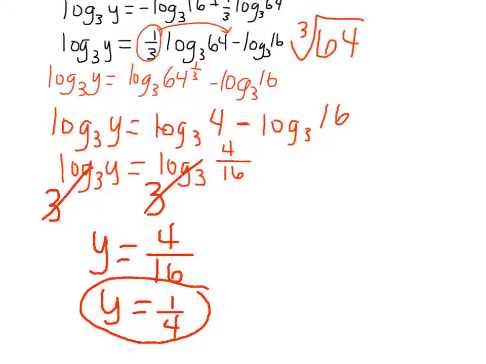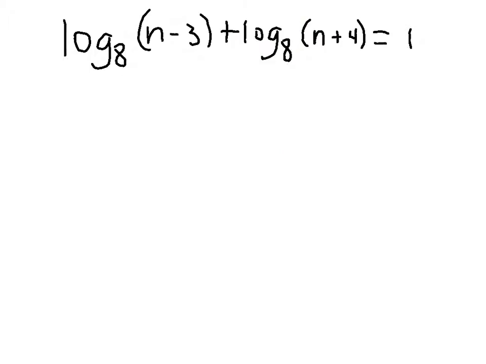The only other thing I want to double check is to make sure that that's really a solution. It's a positive number, and if I go back and look at my logs in the original equation up here, if I put in a positive 1/4, I don't have anything that would cause a problem with the domain, so it's a real solution.